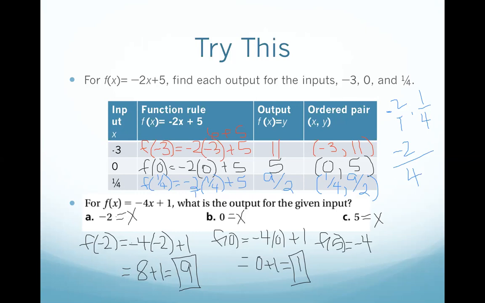Okay, negative 4 times 5 plus 1. Negative 4 times 5, and negative times a positive is a negative. So that is negative 20 plus 1. Negative 20 plus 1, be careful with this. The bigger number is negative, so my answer is going to be negative, but they have opposite signs, which means I'm looking for their difference. 20 minus 1 is 19. So our answer here is negative 19.